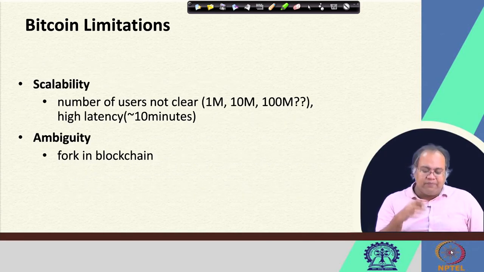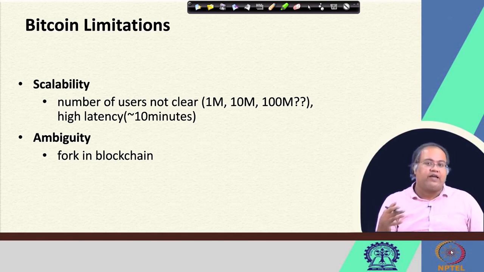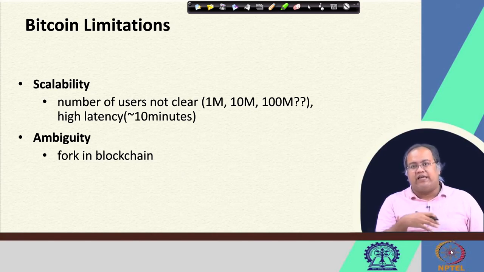Another problem is the scalability issue. The number of users it supports is not clear, whether it is 1 million, 10 million, or 100 million, because we do not have any mathematical bound. But we see that it has high latency, around 10 minutes to mine each block on average. And with forks there might be ambiguity, and it does not help the system reach consensus finality, as we discussed earlier.